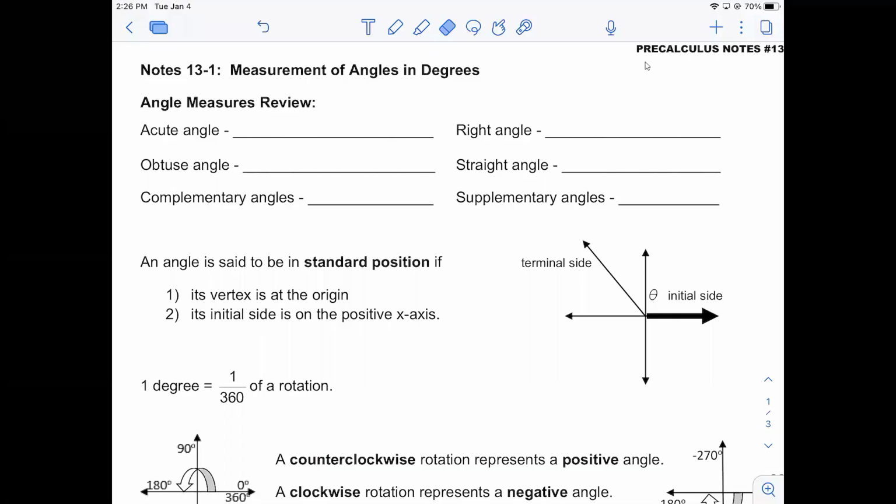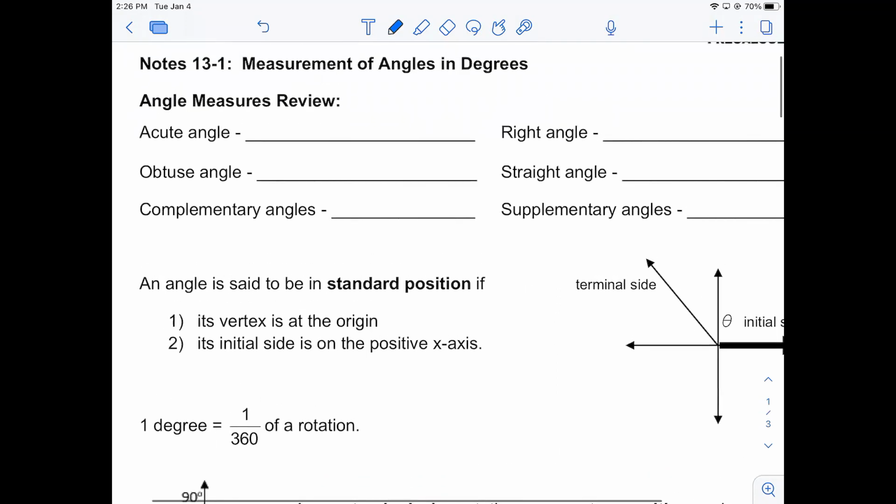Okay, so for today we are going to be talking about notes 13-1, which are going to be the measures of angles in degrees. We're also going to add radians in here a little bit, but we'll get to that at the end of this lesson. Okay, so to start out with, we're just going to review a little bit.